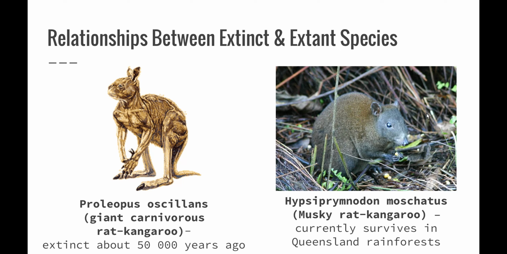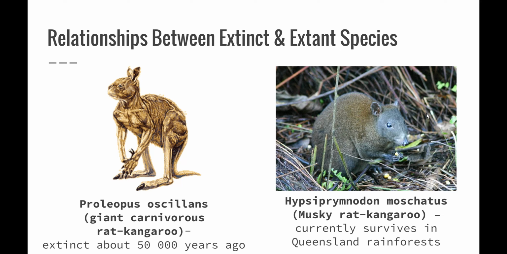As you can see here, we've talked about our musky rat kangaroos already, and these are much smaller organisms that live in the undergrowth of the Queensland rainforest. They're extremely small. They have much smaller limbs, little eyes, a darker body, and they're able to forage through the undergrowth of the rainforests. And they're obviously going to be much quicker, so they're able to escape from predators, unlike our giant carnivorous rat kangaroo.